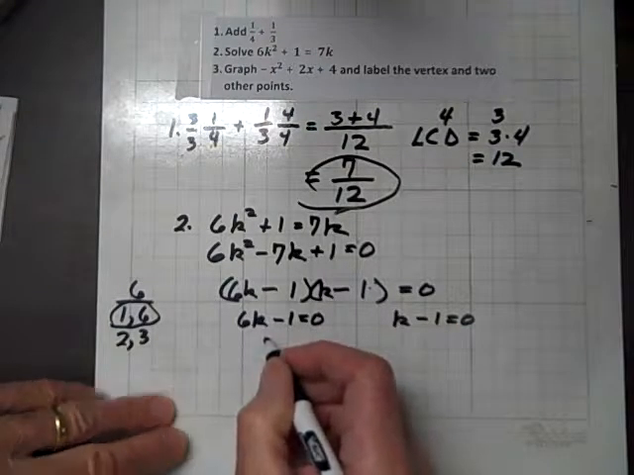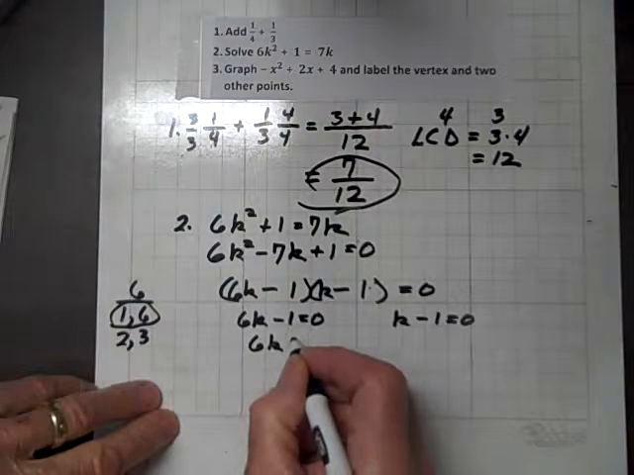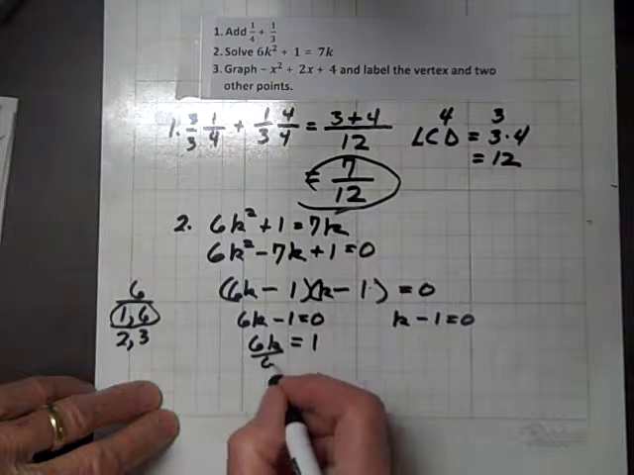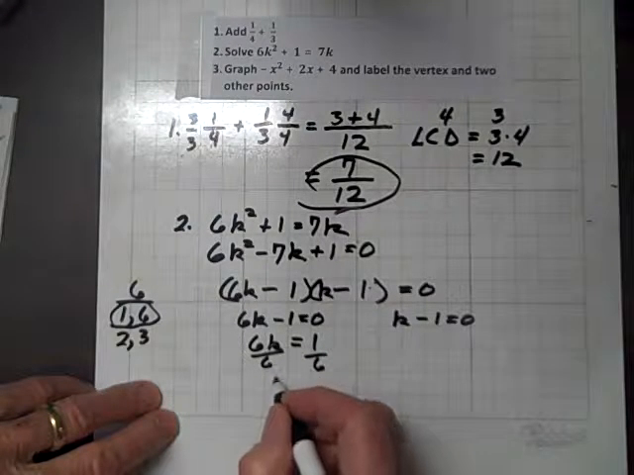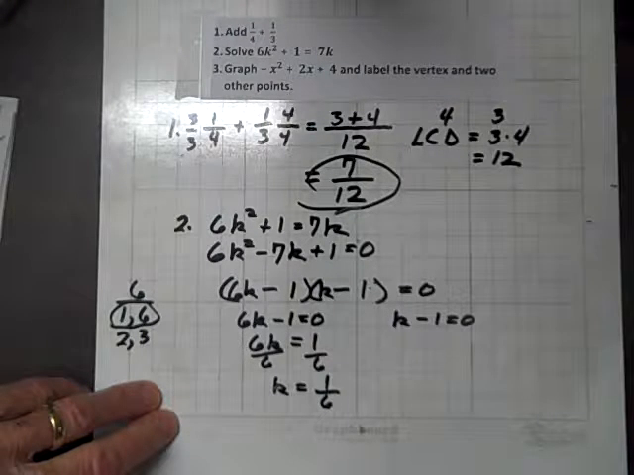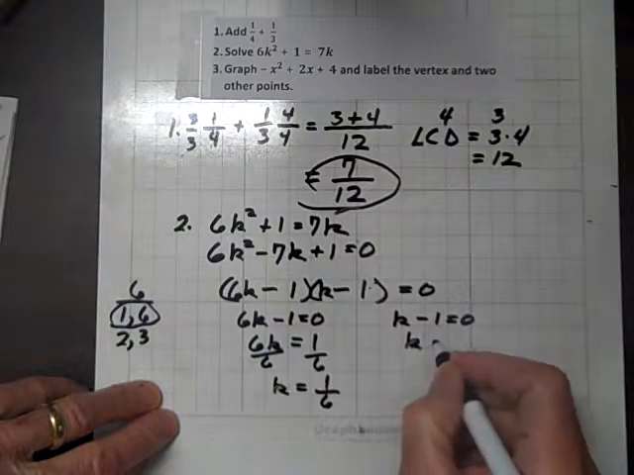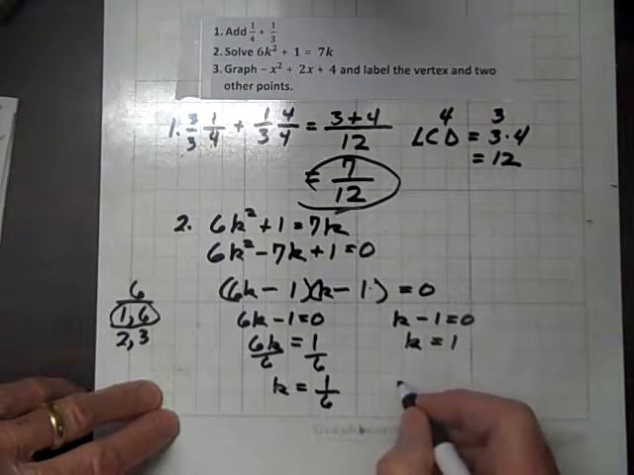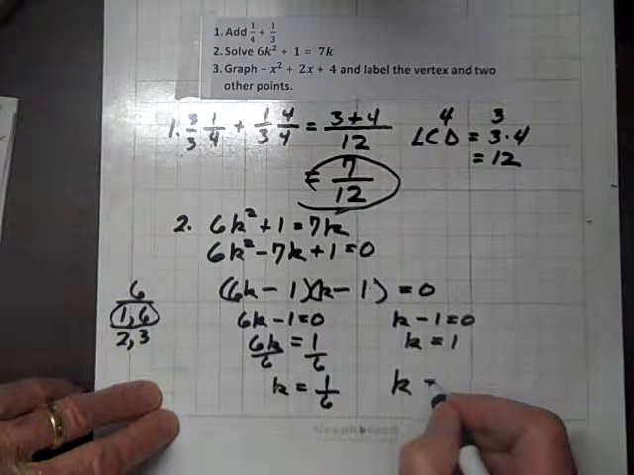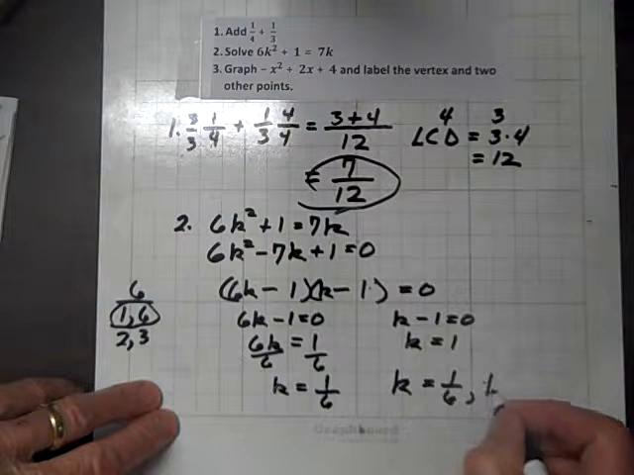So if 6k minus 1 equals 0, then adding 1 to both sides, 6k equals 1. And dividing both sides by 6, we have k equals 1 over 6. In this case, we'll add 1 to both sides, and we get k equals 1. So then our solutions for the given equation are k equals 1/6 or 1.